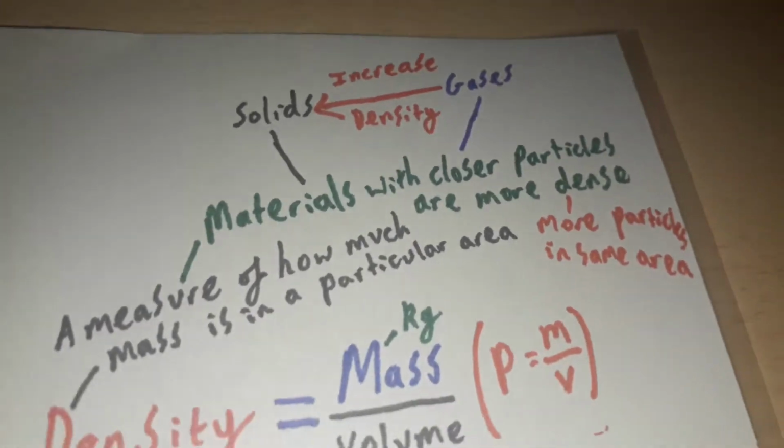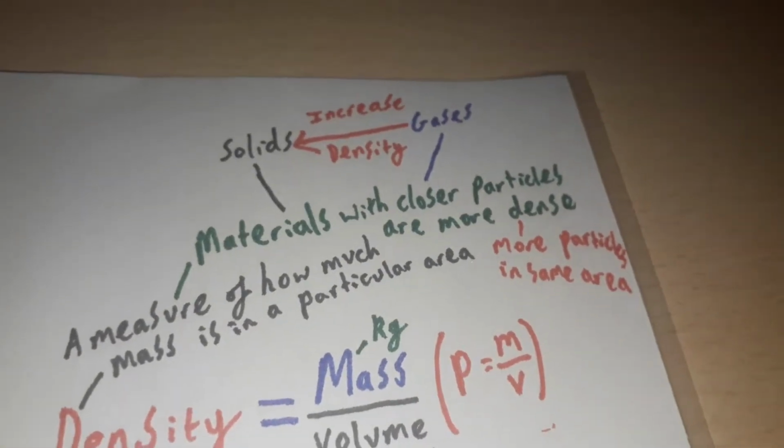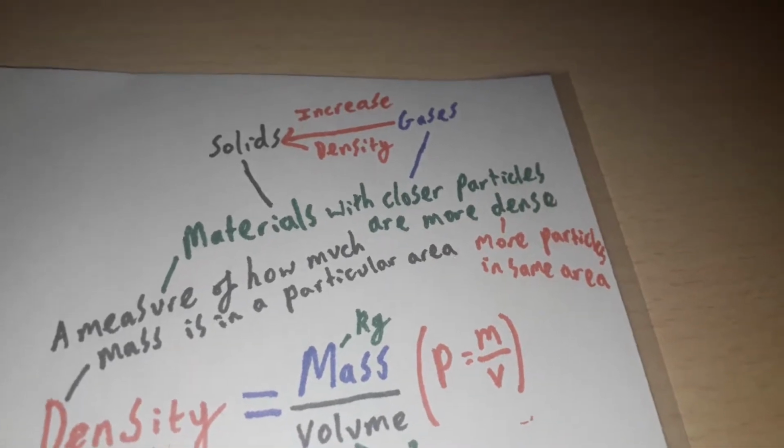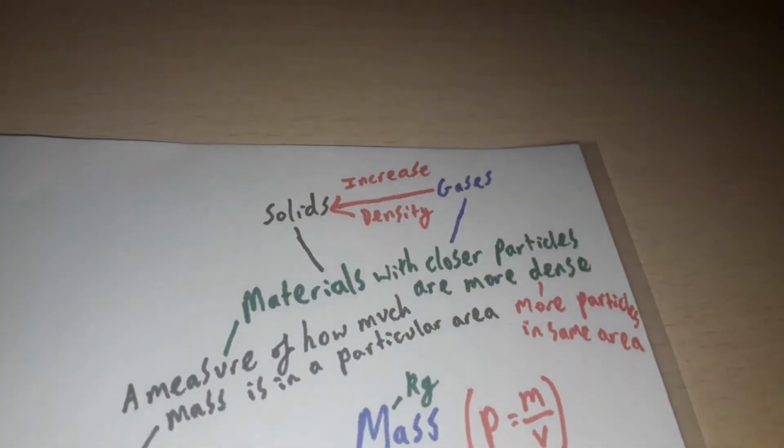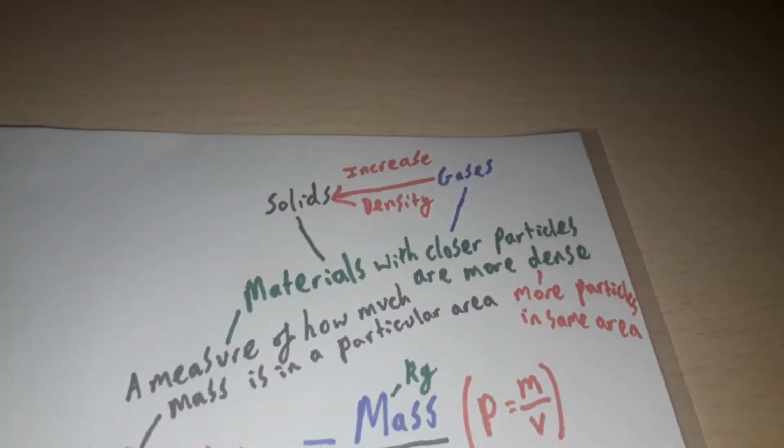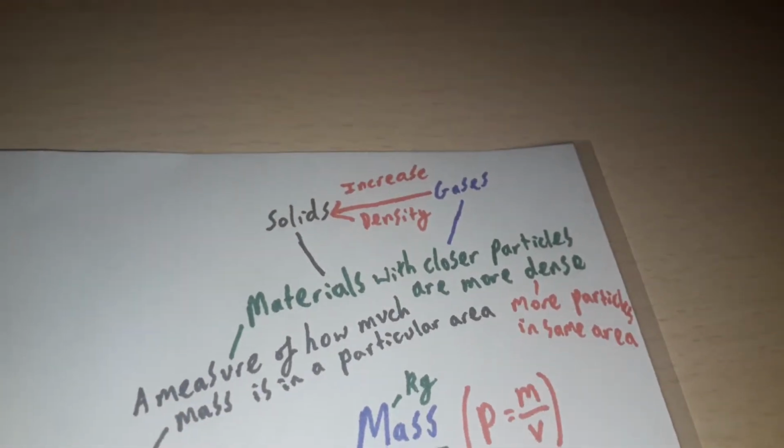So yeah, materials with closer particles are more dense because they've got more particles in the same area, and that's why solids are more dense than gases, because gases have spread out particles with weak bonds, and solids have close together particles with strong bonds.